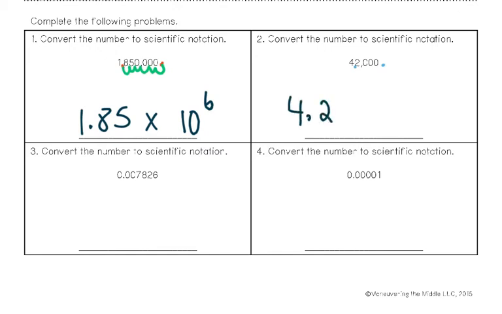I write that down. The second thing that I do is count the number of times that I moved the decimal to get there. So I count 1, 2, 3, 4. That number is going to be the exponent on a base 10.